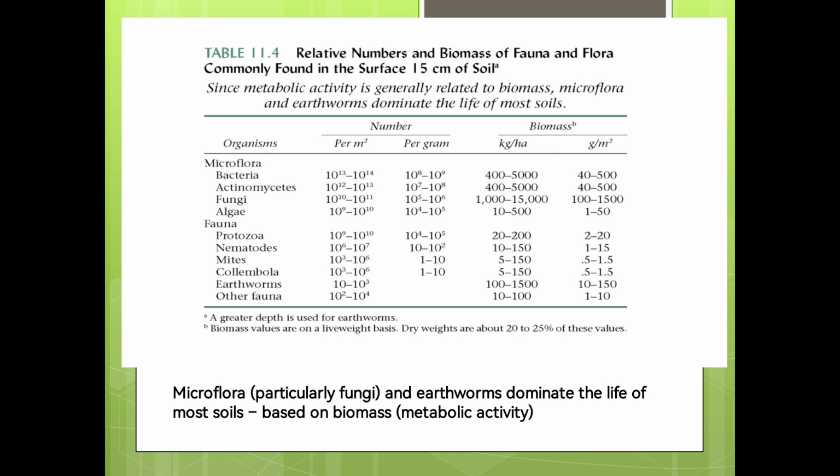So kung titingnan niyo dyan, sa microflora, we have the bacteria, actinomycetes, fungi, and algae. In fauna, we have the protozoa, nematodes, mites, collembola, earthworms, and other fauna. Kung makikita niyo dyan yung number, ito yung population nila per square meter. So 10 to the 13 to 10 to the 14. Ang dami niyan, guys, sa bacteria. And then, sa fauna naman, yung pinakamadami is the protozoa per square meter. So meron naman dyan is per gram.